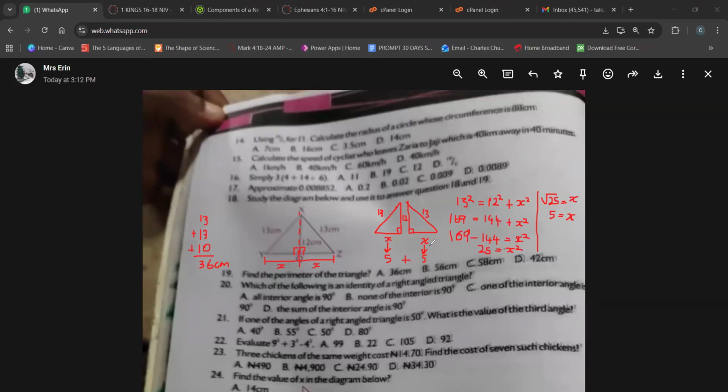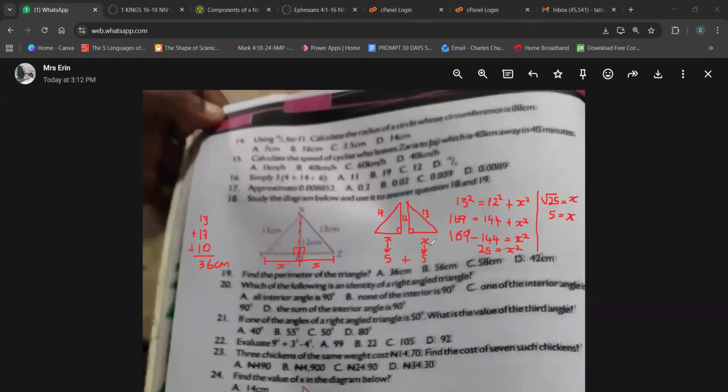A, all interior angles are 90 degrees. Is that true? Can you have a triangle that all the angles inside are 90 degrees? Is it possible? No, sir. So a triangle has 3 angles. Only one can be 90 degrees. The other ones cannot be 90. Please take note.